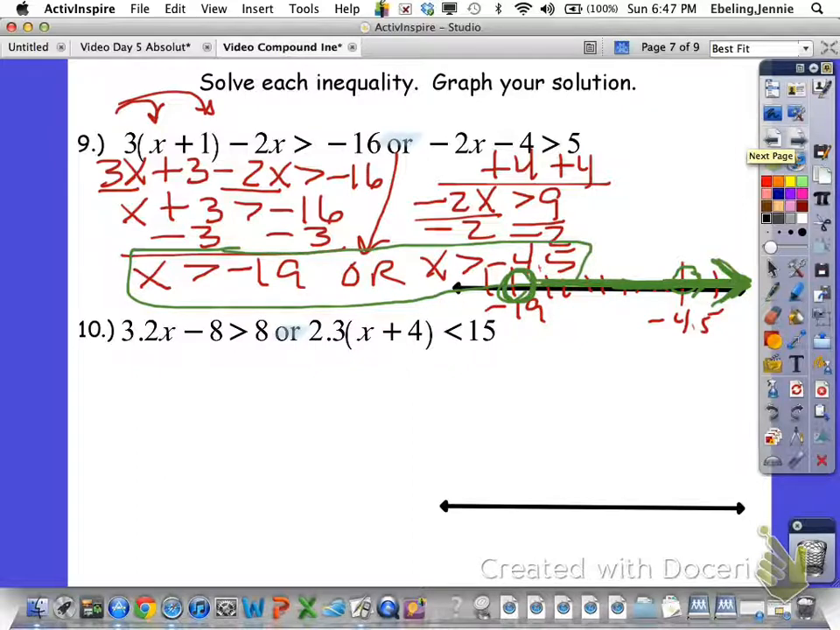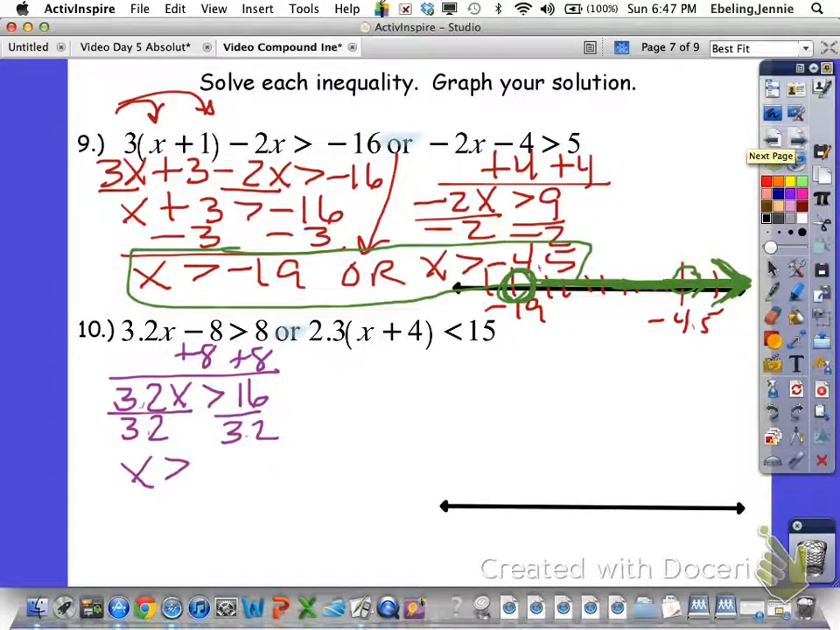Let's take a look at the next example. To solve that, what I would do is take the one on the left, I would add my 8, so then I have 3.2x is greater than 16. I want to divide by my 3.2, and I get x is greater than 5.